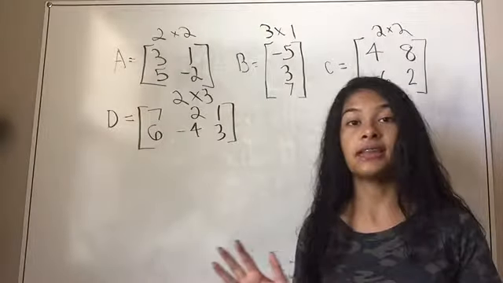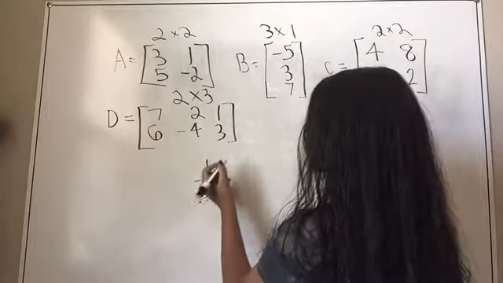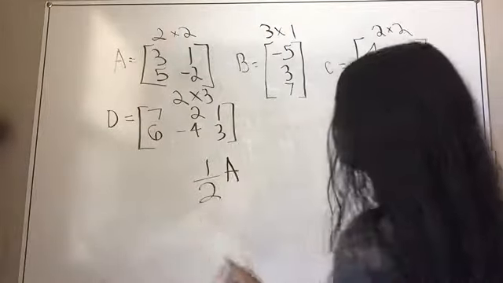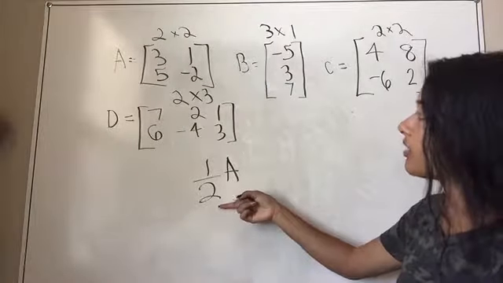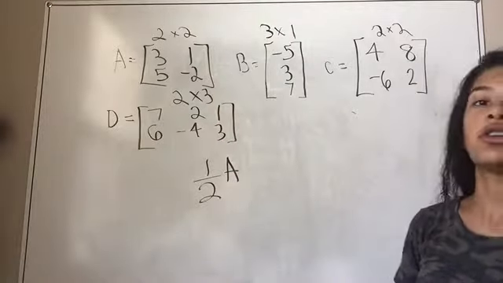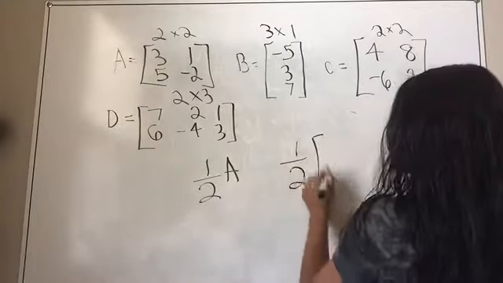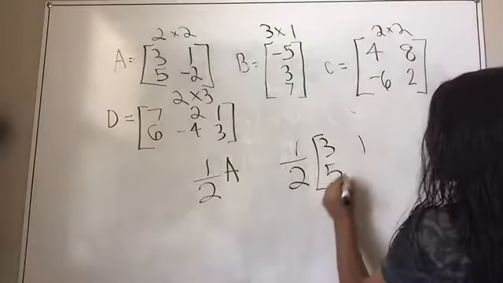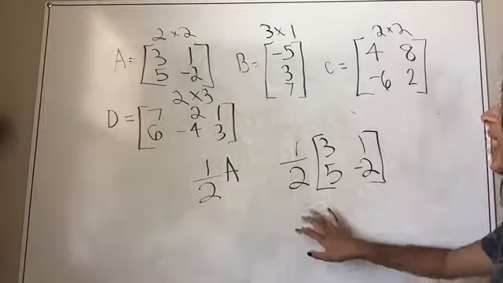There's such a thing as scalar multiplication, which would just be like 1/2 A, for example. And it's just saying multiply all the values in matrix A by 1/2, or divide by 2. So we have 1/2 times 3, 1, 5, negative 2. And it's just like you're distributing the 1/2 over.